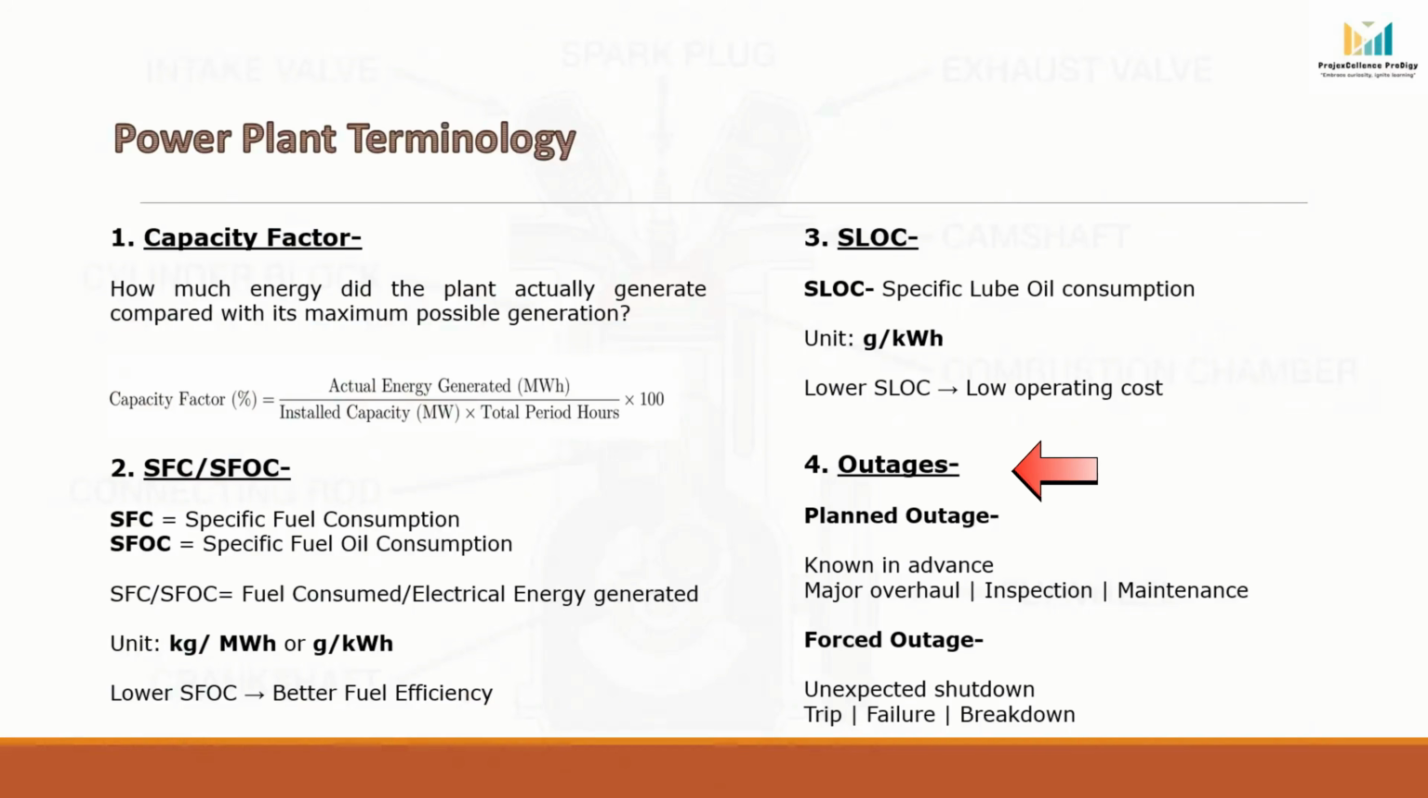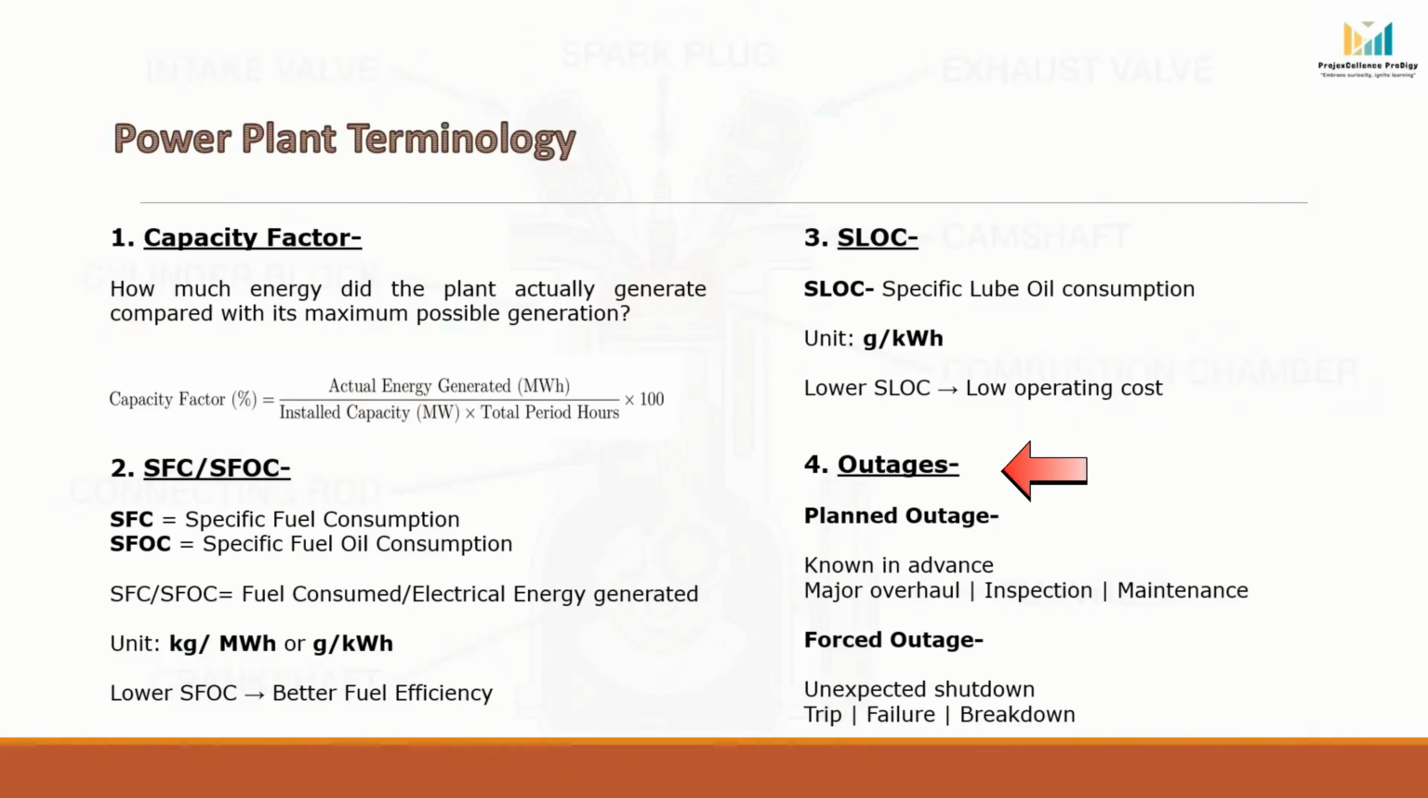Outages. An outage means a period when a generating unit or sometimes the complete power plant is not available to generate power. Outages are mainly divided into planned outages and forced outages. Planned outages are when we intentionally take an engine or generating unit out of service for work that has been planned in advance. For example, major overhauling, scheduled inspection, generator maintenance, turbocharger maintenance, or major component replacement. Because here the shutdown is known in advance, it is called a planned outage.